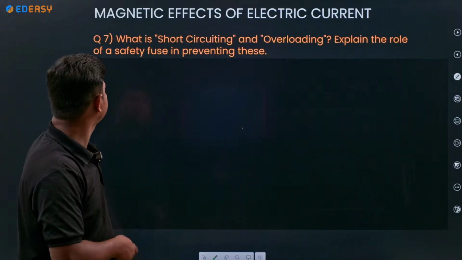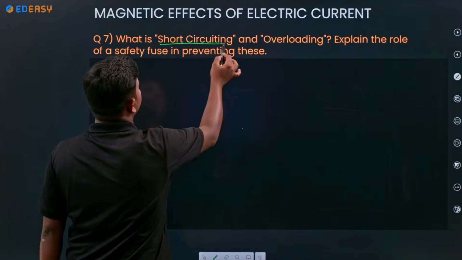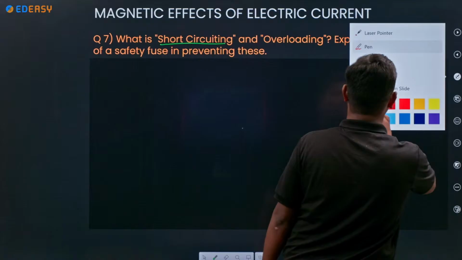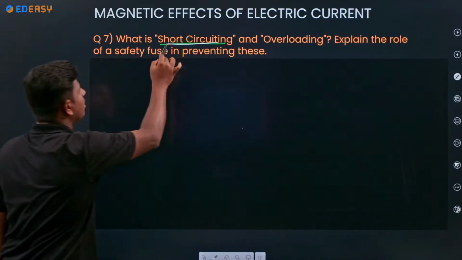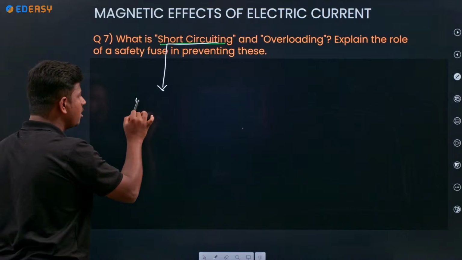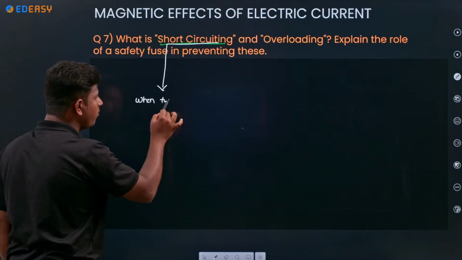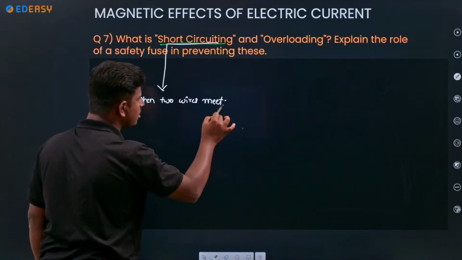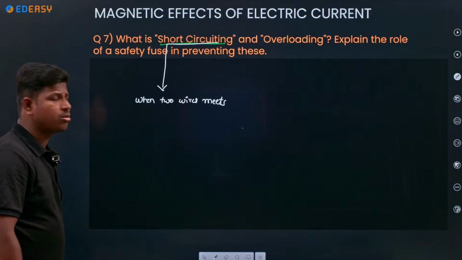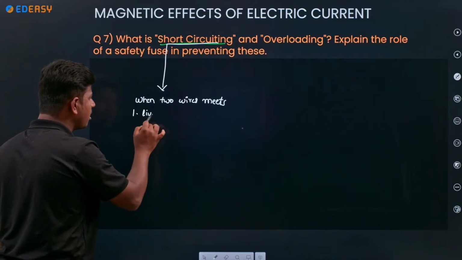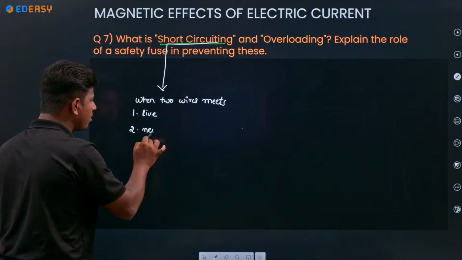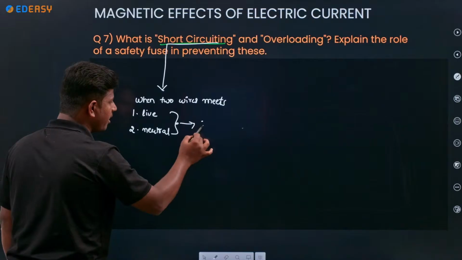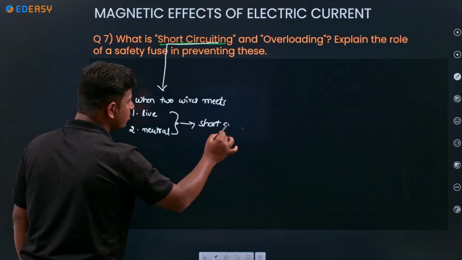Next, what is short circuit? When will a short circuit happen? Generally we know, when two wires meet, it causes a short circuit. Which are the two wires? Live wire and neutral wire. If you combine the live and neutral wire, you will get a short circuit.